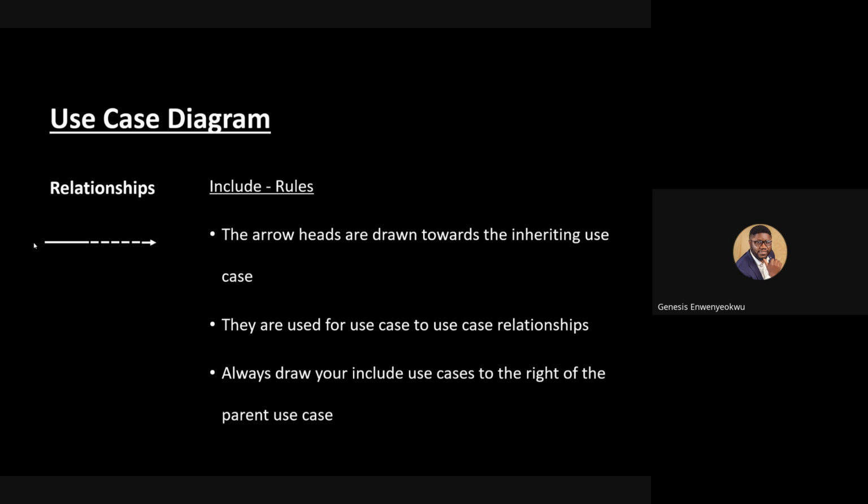Some of the rules we need to observe when we are trying to represent include relationship is: one, unlike extend, whereby you draw the arrowhead towards the parent, for include relationship the arrowhead is drawn towards the inheriting use case, which is the include use case. So the arrowhead is pointing towards the child, but for extend the arrowhead is pointing towards the parent.